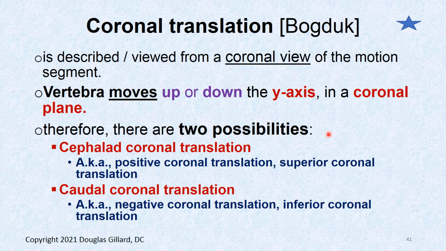I guarantee you there's a lot of questions on the test on this stuff. Boards love this stuff as well. So you got to know this stuff. Right? So a bone can slide up the y-axis, and that's called cephalad coronal translation. A bone can be pushed down the y-axis. That's called caudal coronal translation. Cephalad means toward the head, so positive coronal translation or superior coronal translation. Negative coronal translation is caudal coronal translation, aka inferior coronal translation.